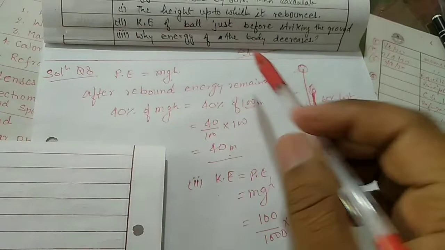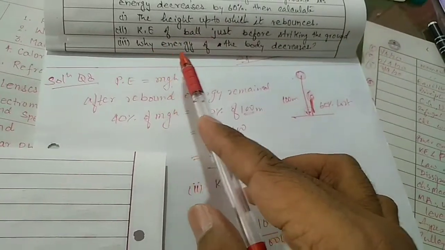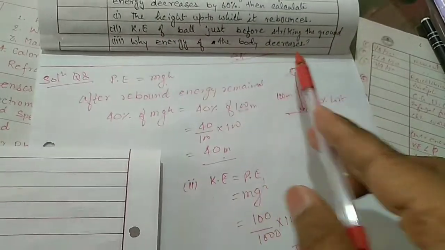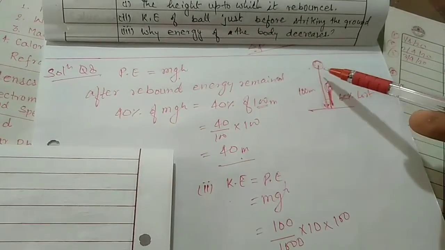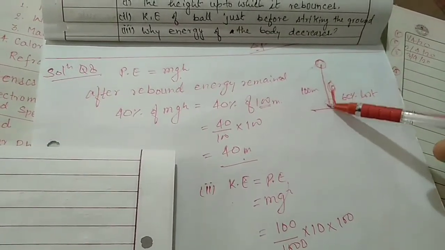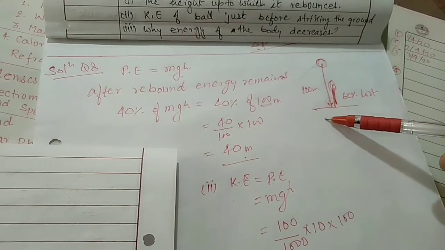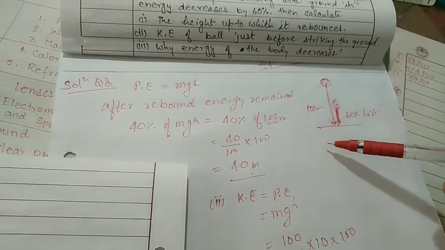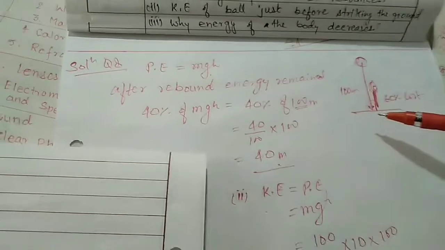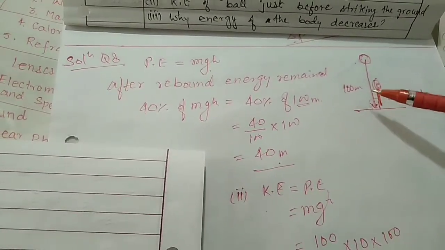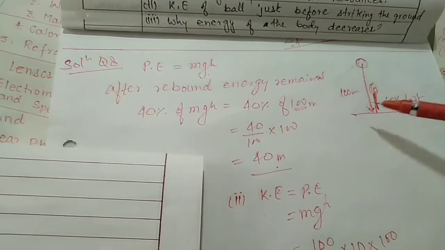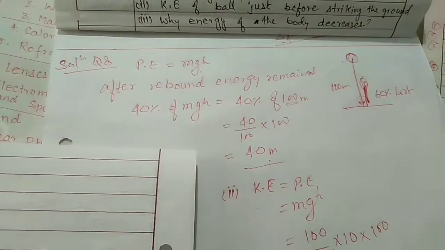The third question is why the energy of the body decreases. Due to air friction, the resistive force of the air, the energy is lost. And due to striking, there is sound and some heat; the energy is transformed from a useful form to a useless form. This is energy dissipation. Due to energy dissipation, the energy is decreased.